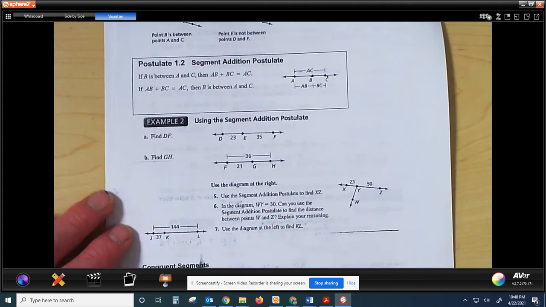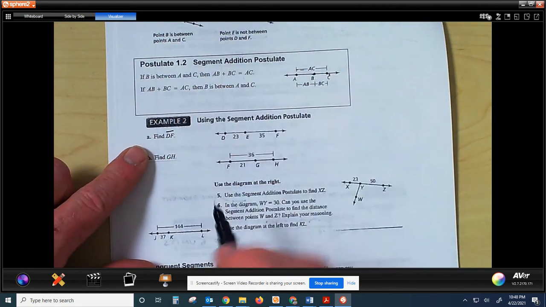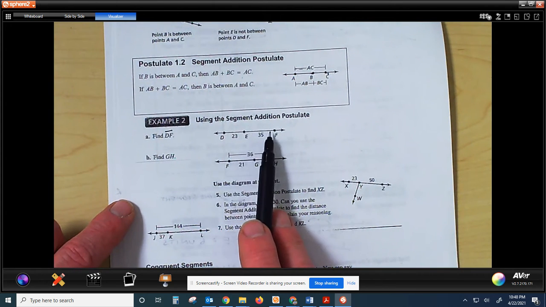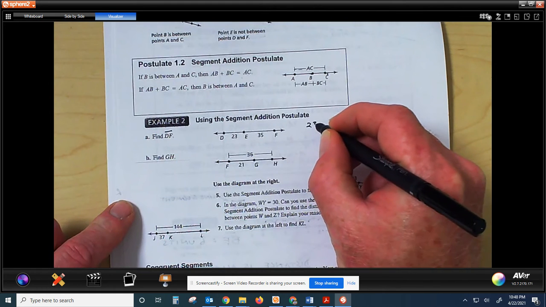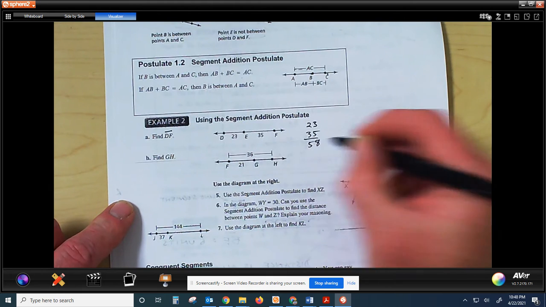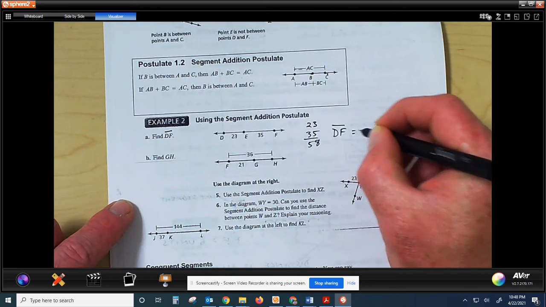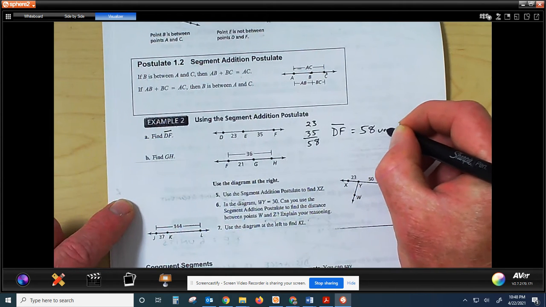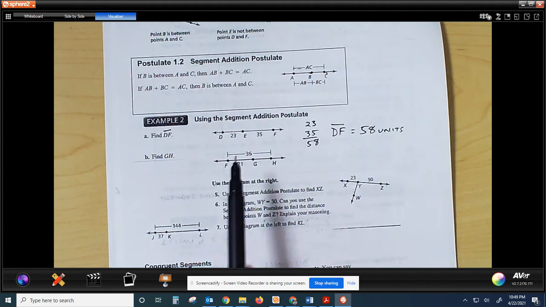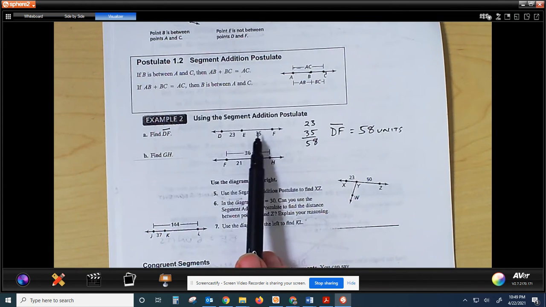So here are a couple of examples. Find DF, line segment DF. D to E is 23, E to F is 35. I'm going to try adding those. Okay, that's an 8 and a 58. All right, DF is equal to 58 units. It could be miles, it could be inches. I don't know. But they've given me some units of distance, and so if I want the full distance D to F, I can add those two.